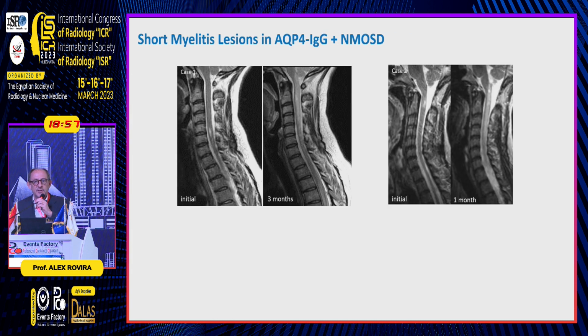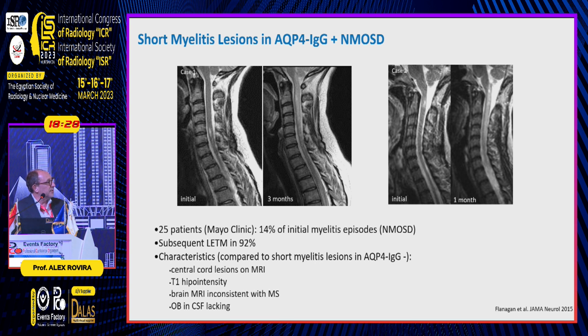Okay, but this is what we know, and this is not always the case. These are two examples in which we could detect a patient with short myelitis. This is case 1, this is case 2, both with short myelitis, suggesting the diagnosis of MS. But after a follow-up of a few weeks, they show an extensive longitudinal myelitis in both cases, associated with clinical worsening. And this pattern of follow-up has already been described in a paper published by the Mayo Clinic a few years ago.